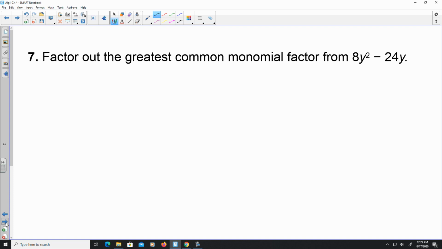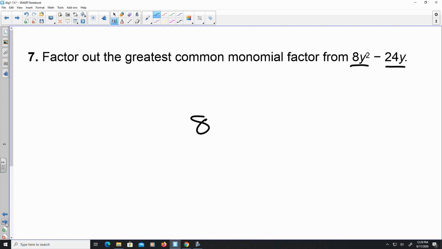So here, again, they want us to factor this out. I got 8y squared minus 24y. So I look at my coefficients of 8 and 24. What is the largest value that I can place both within 8 and 24? And in this case, it is 8, because 8 divided by 8 is 1. 24 divided by 8 is 3. That's why I can place that on the outside.